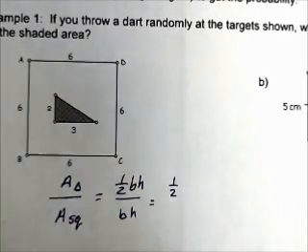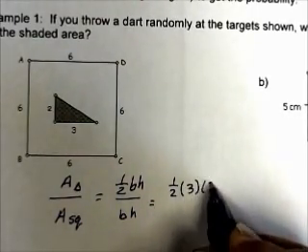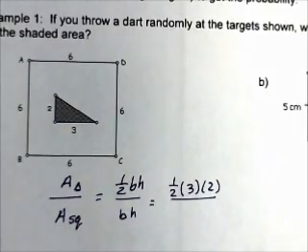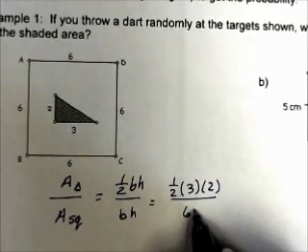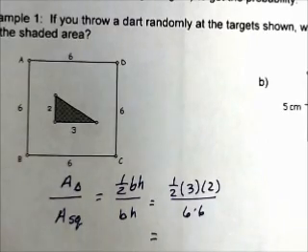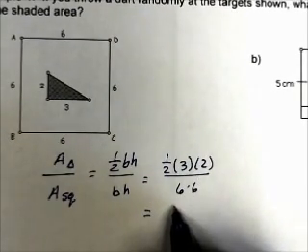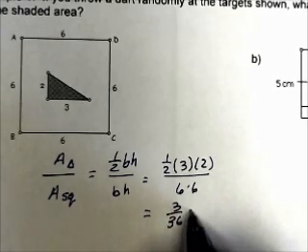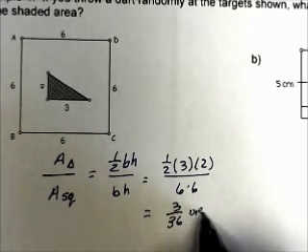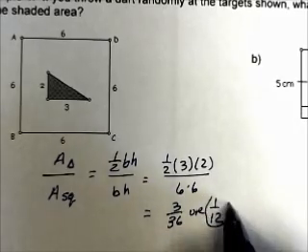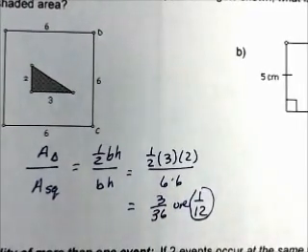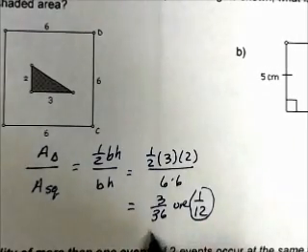So we have 1/2, 3 times 2, divided by 6 times 6. So this is 3 over 36. Or if I reduce this, 1/12. Or if we put it into a calculator, 1 divided by 12 is 0.083 repeating.